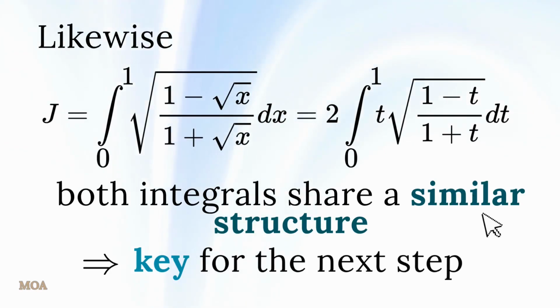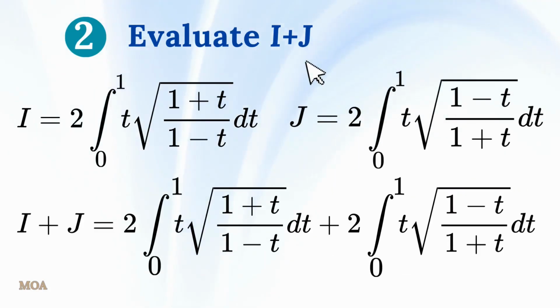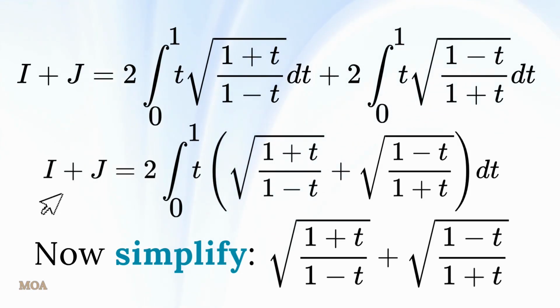To achieve this, let us first compute the sum, I plus J. This gives I plus J equals 2 times the integral from 0 to 1 of t times the square root of the quantity, 1 plus t divided by 1 minus t, dt, plus 2 times the integral from 0 to 1 of t times the square root of the quantity, 1 minus t divided by 1 plus t, dt. Now, using the linearity of the integral, we can factor out the constant and combine the terms.